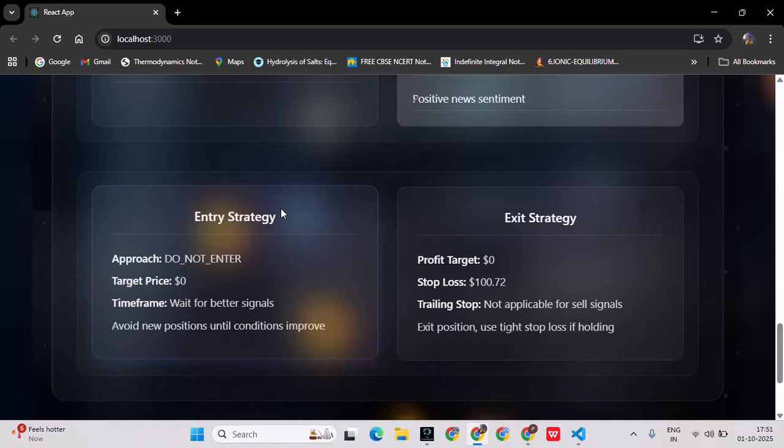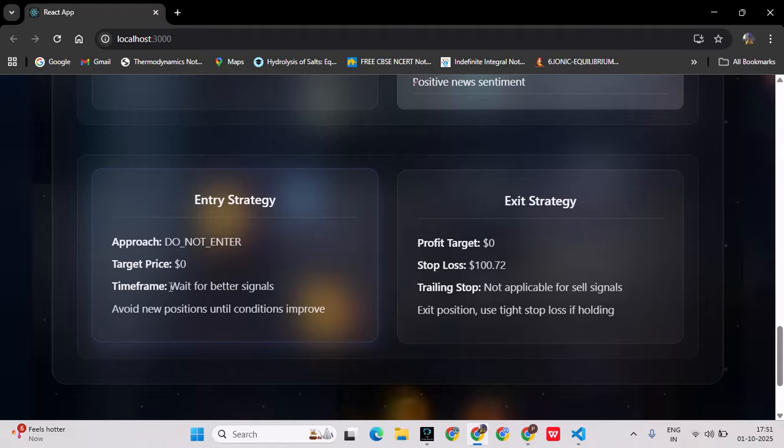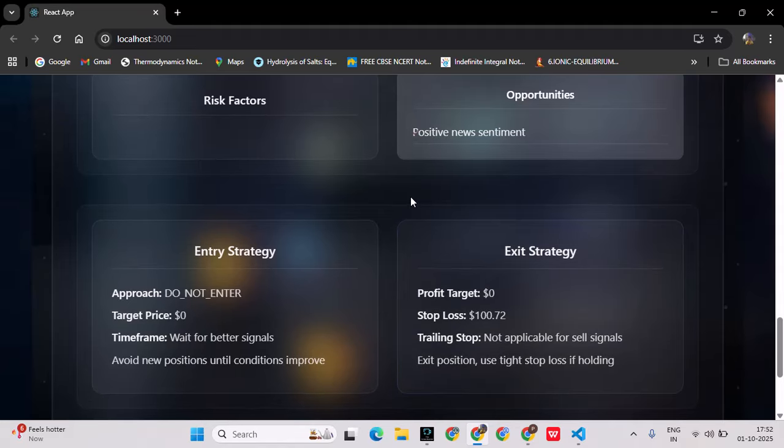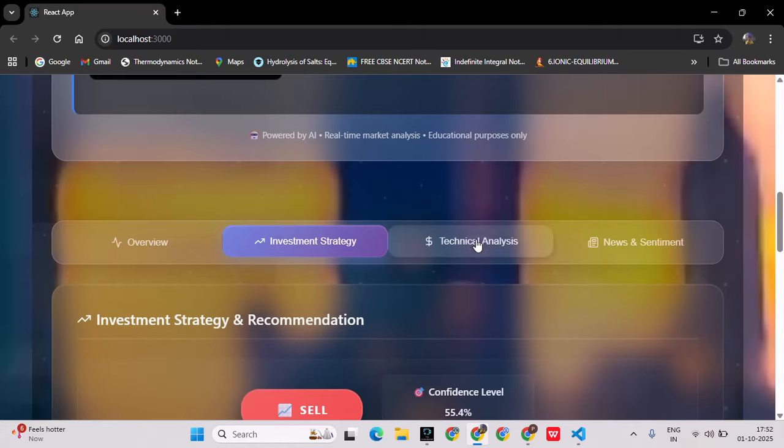Also, the entry strategy says not to enter. If it is different, it will give a different entry and the target price we have to aim for. So it tells us now to wait for better signals and avoid new positions. It also gives an exit strategy: stop loss at $100, at which you have to exit. And it shows the key positions and how much of the portfolio.